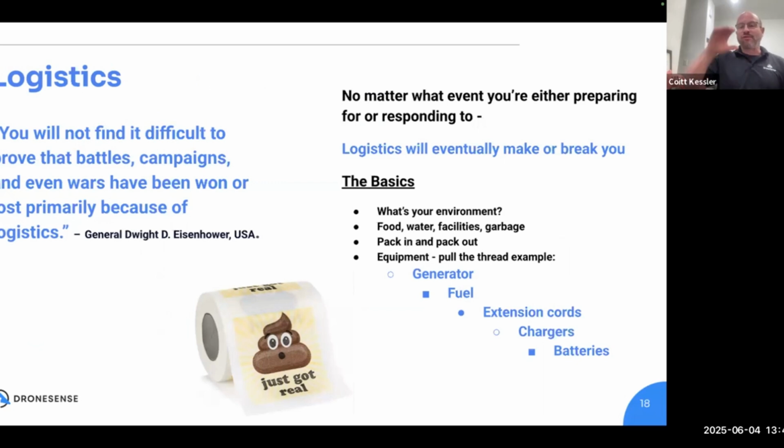If you're looking at just something super basic, like down on the lower right-hand side, I'm going to pull the thread out. I'm going to say, hey, what's my environment? What kind of food, water, facilities am I going to have? What am I going to pack in and pack out? If I've got equipment like a generator, for example, do I have fuel for the generator? If I have fuel to run that generator, do I have extension cords to plug into it? Did I bring my chargers? Do I have my batteries? All those things fit together in this.